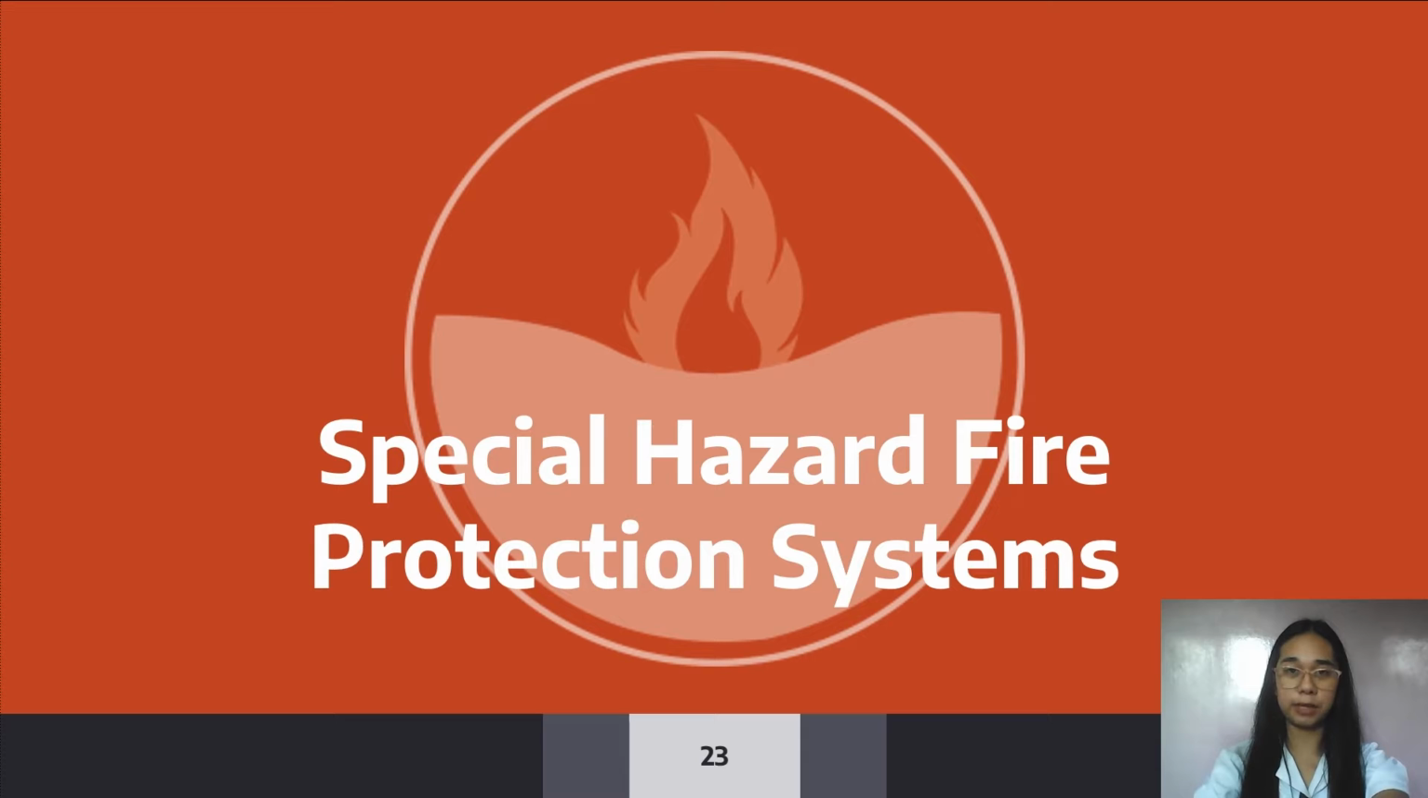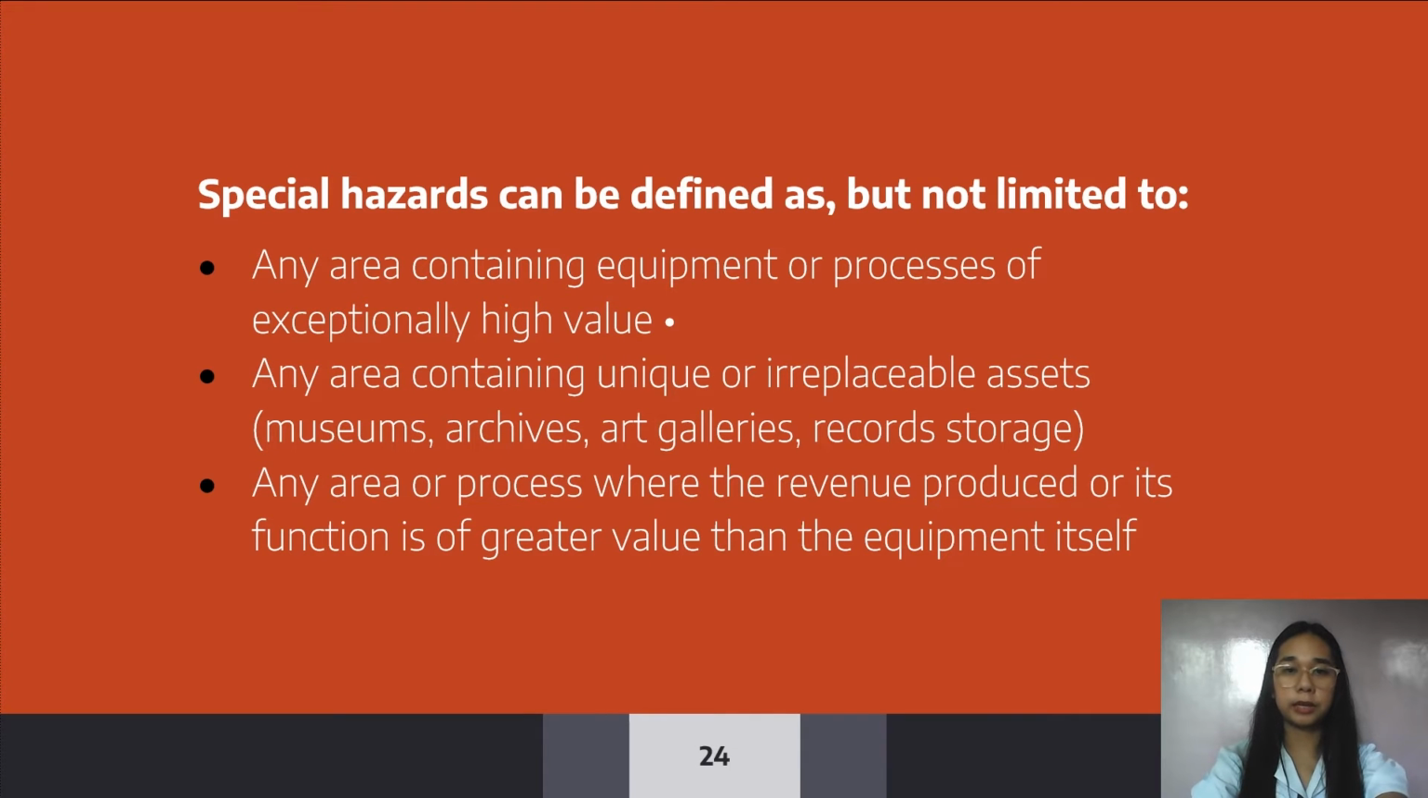Now our next topic is all about special hazard fire protection systems. We can define special hazards as, but not limited to, any area containing equipment or processes of exceptionally high value, any area containing unique or irreplaceable assets, such as museums, archives, art galleries, and record storage. And lastly, any area or process where the revenue produced or its function is of greater value than the equipment itself.